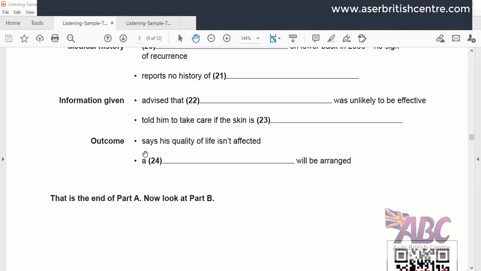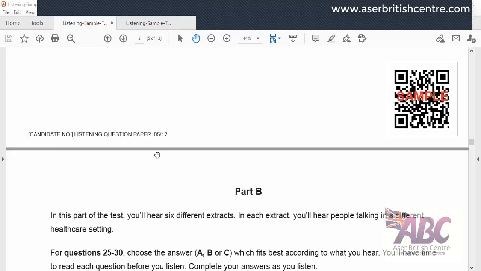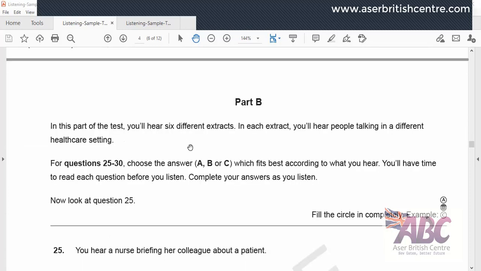The important skill that you need to practice is using the skills of reading, listening, and writing at the same time. Right? Okay. Then you'll have part B.